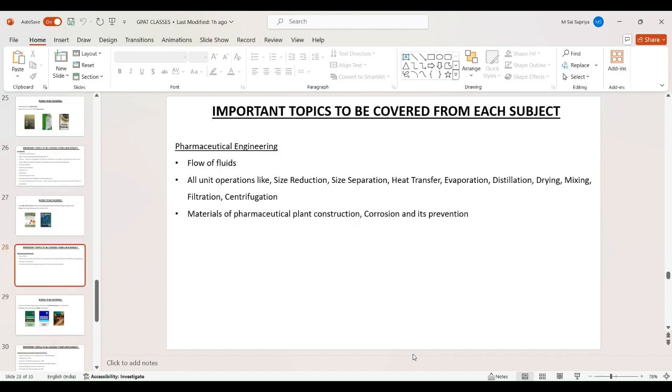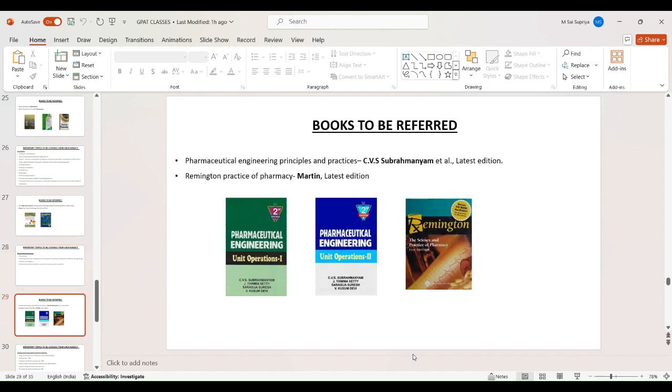And for pharmaceutical engineering, flow of fluids, okay, it's very important. Then all unit operations like size reduction, size separation, heat transfer, and materials of plant construction. So usually they'll ask very few questions, like one or two they'll ask. Okay. Then books to refer like C.V. Subramanian is a very nice textbook. I used to refer to it in my B.Pharm, C.V. Subramanian, part one and part two.